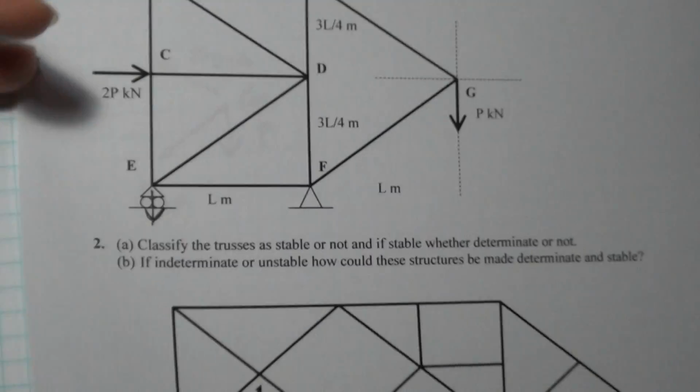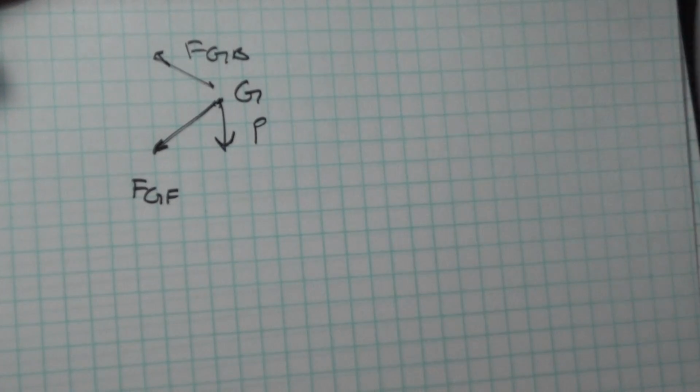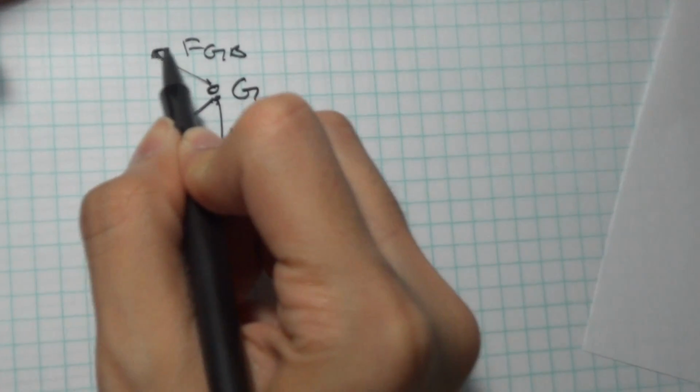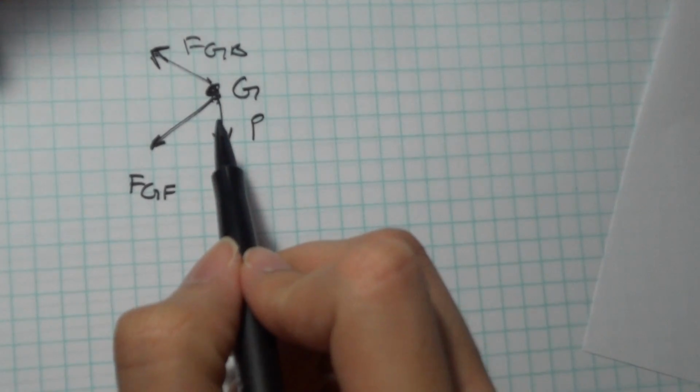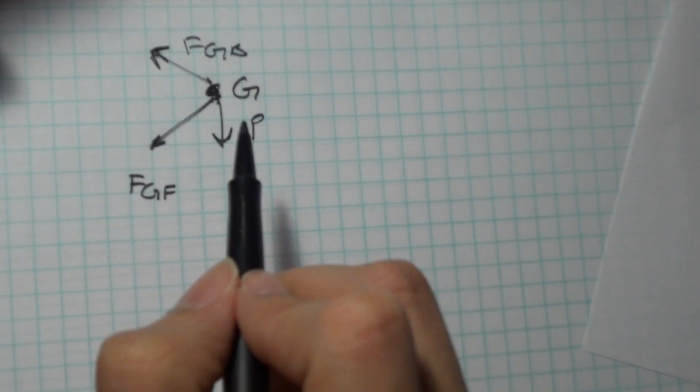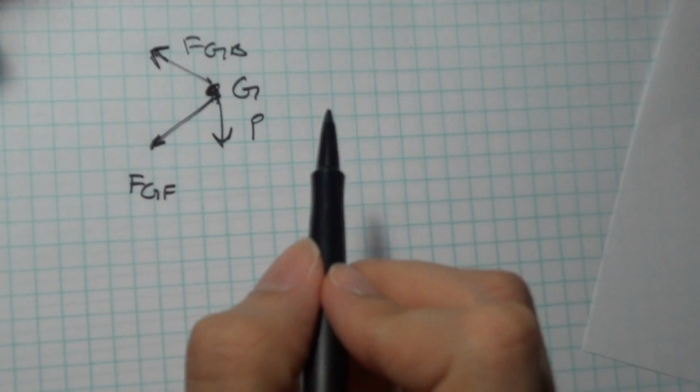Note my notation: I'm drawing my arrows away from the joint. In other words, I'm assuming that all my members are in tension, and that helps me later on, because if I see a negative sign, then I instantly know that it's compression.